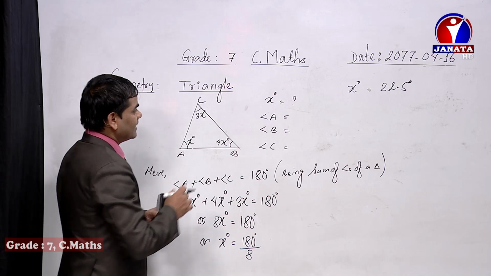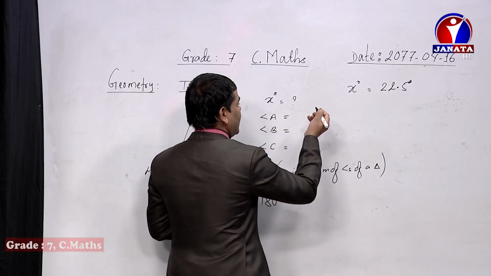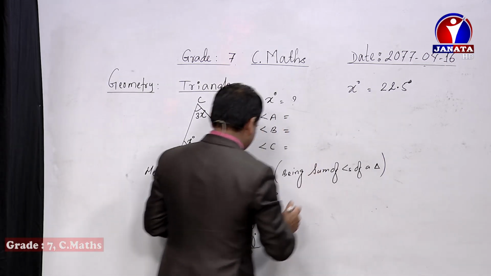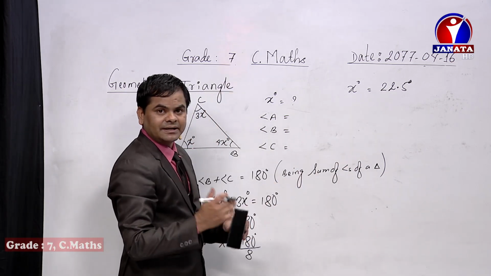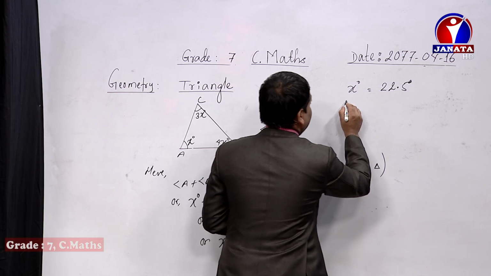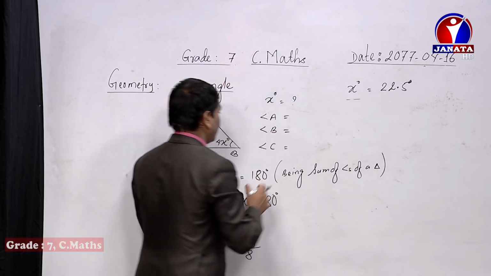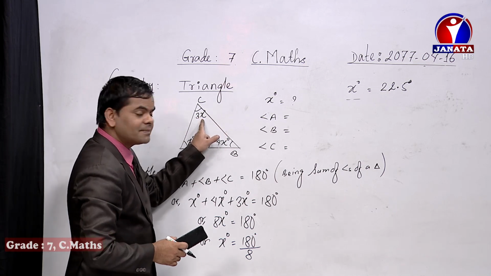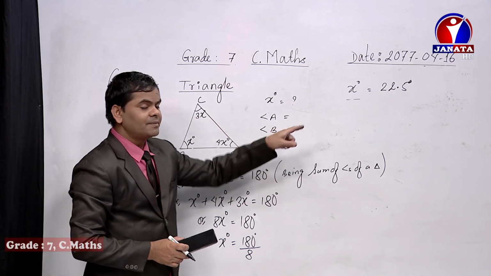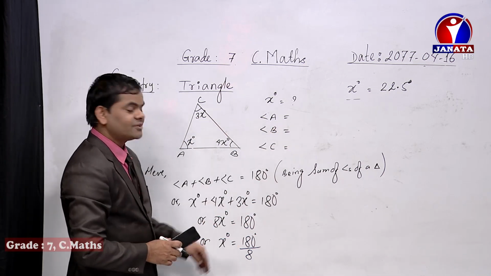Okay, so directly you can write, after finding out the answer, the solution, I am copying it in here. Now in this way, substitute the value of x in angle A, angle B and angle C here. 3 into 22.5 degree, 4 into 22.5 degree, and find out the answer, dear students.